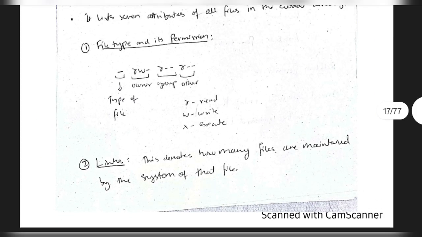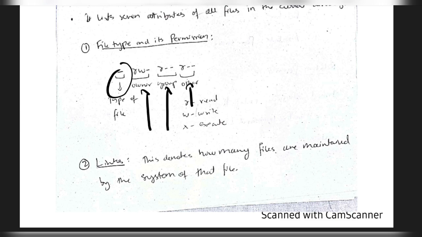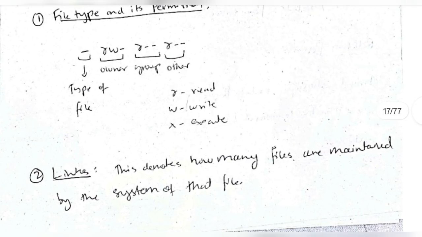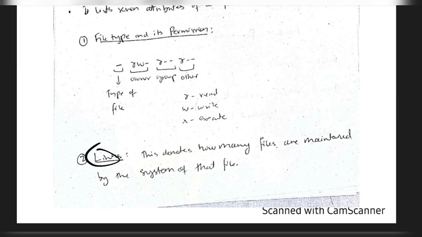To get a brief overview of what it is, we will have the type of the file here, and the owner, and the group, and the other. Okay, other means other users. RWX means read, write, and execute. The second option is the links. Okay, links means how many files are under it.